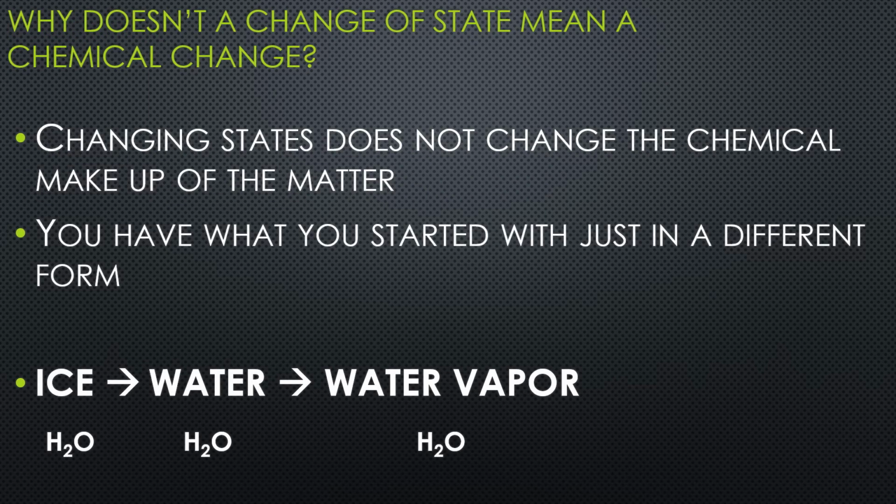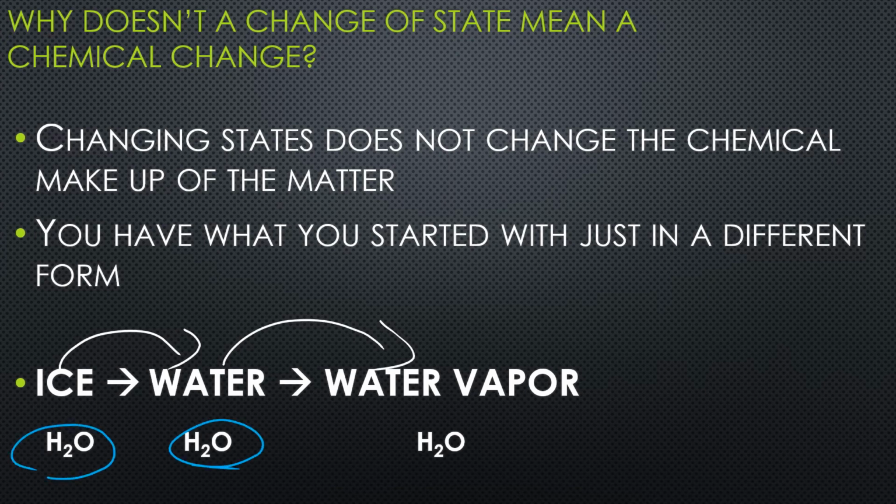So why doesn't a change of state mean a chemical change? Well, it doesn't change the chemical makeup of the matter. You have what you started with, just in a different form. When we go from ice to water, from water to water vapor, we still have H2O in each one of those. There's still H2O.